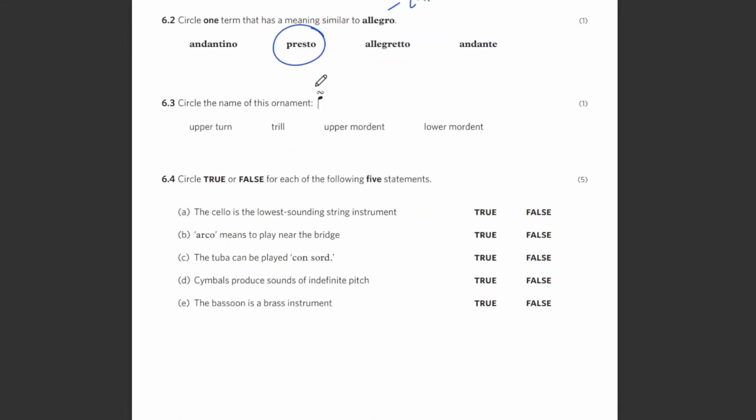Next, let's look at this. What is this? This is an upper turn. This is a turn sign. When you write it this way, top then bottom, it is an upper turn. If you write bottom then top, this is a lower turn.